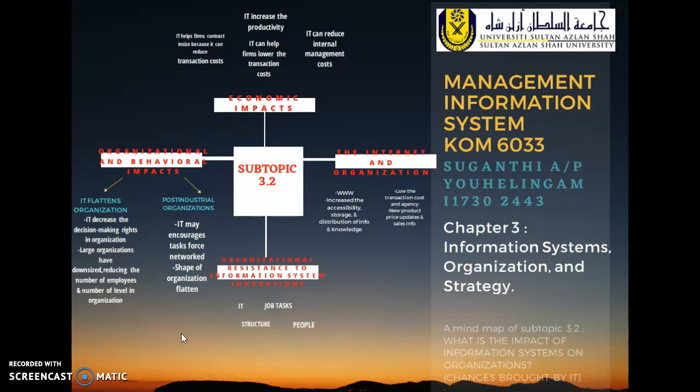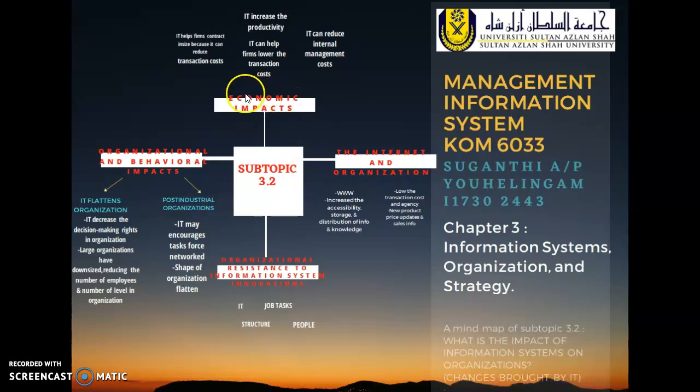Today, I would like to present about Chapter 3, Information System Organization and Strategy, from the subject Management Information System with code KOM 6033. This mind map is going to explain in more detail subtopic 3.2, the impact of information system on organization, that is, the changes brought by IT, information technology.